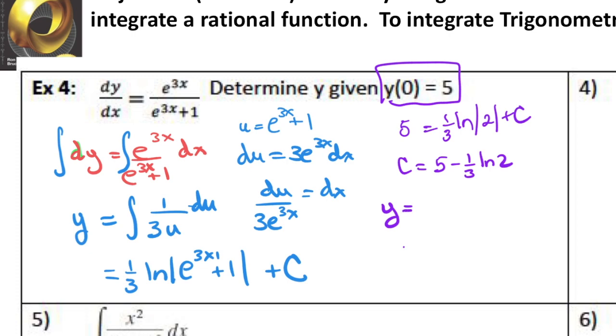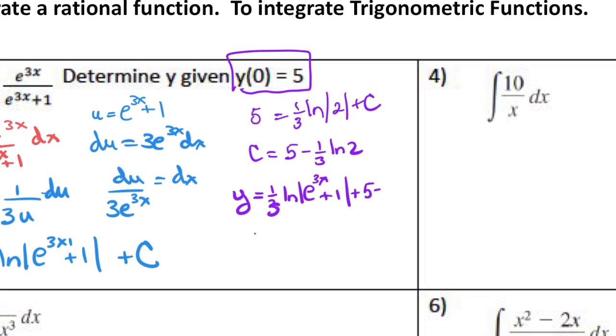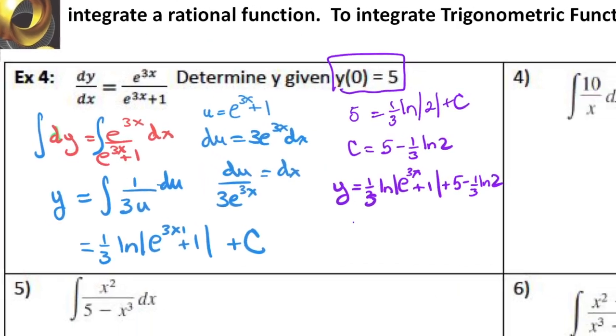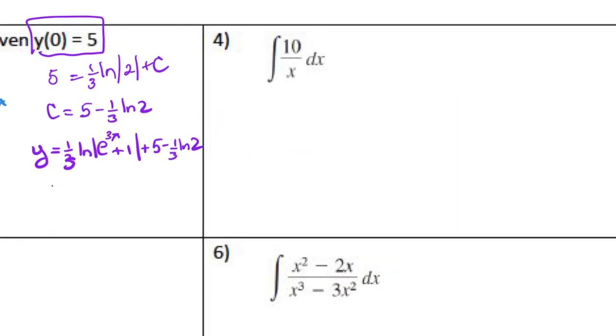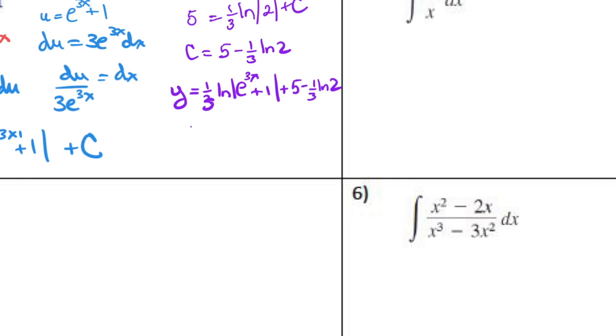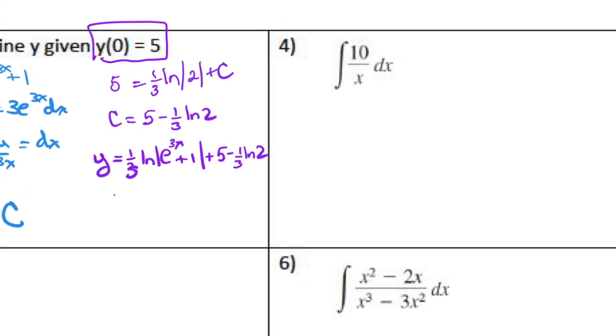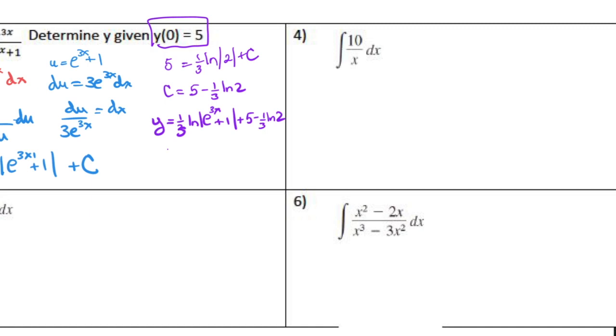Finally, we write our answer. The particular solution is going to be 1/3 natural log absolute value e to the 3x plus 1 plus our 5 minus 1/3 natural log of 2. Now the absolute values in these problems are not necessary because e to the 3x plus 1 is always positive. Now, as we take a look at questions 4 through 10, give these a try. Stop the video, try the problems, and then come back and check through some of your answers.